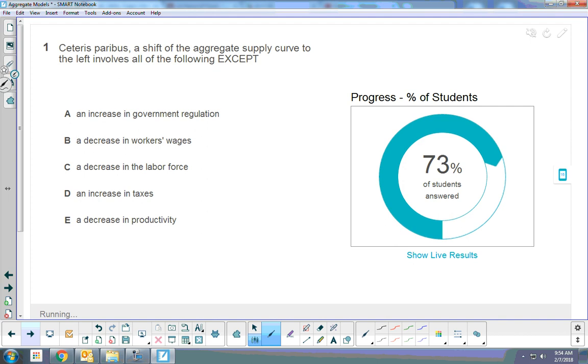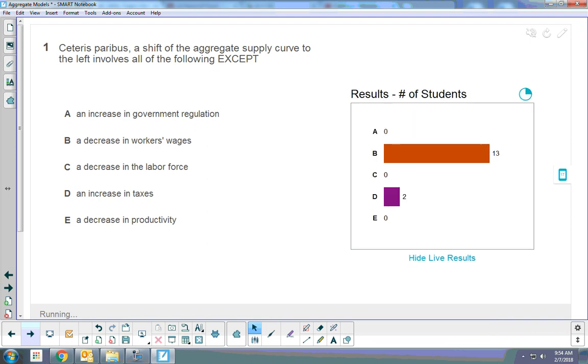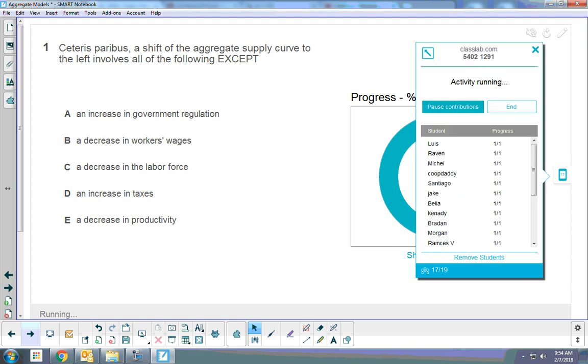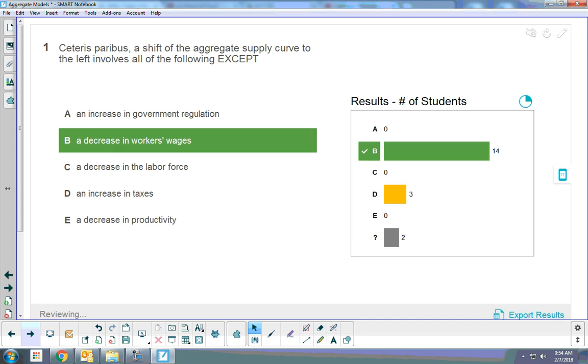Oh, I didn't know. Sorry, I forgot. Okay, I'm done. Are you done? Yeah. Okay, who are we waiting on? I can see who we're waiting on. Shame them. Shame. I'm shaming Luis and Georgia. Shame. Okay, these are the right answers.